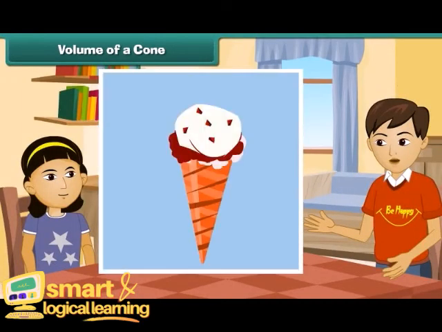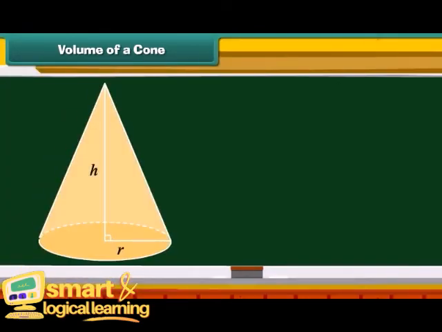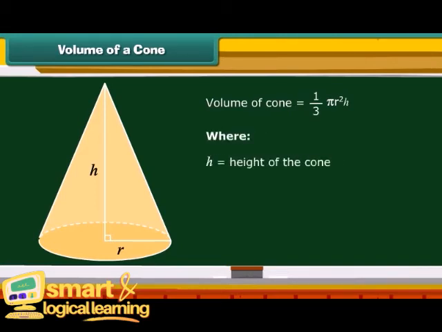Wow, yummy ice cream! Have you ever wondered how much ice cream it would take to fill up a cone? Have a close look at its cone. It has a round base which narrows to a point. Are you interested in measuring its volume? Volume of a cone is simply given by 1 by 3 pi r squared h, where h is equal to the height of the cone and r is equal to the radius of the circular base of the cone.